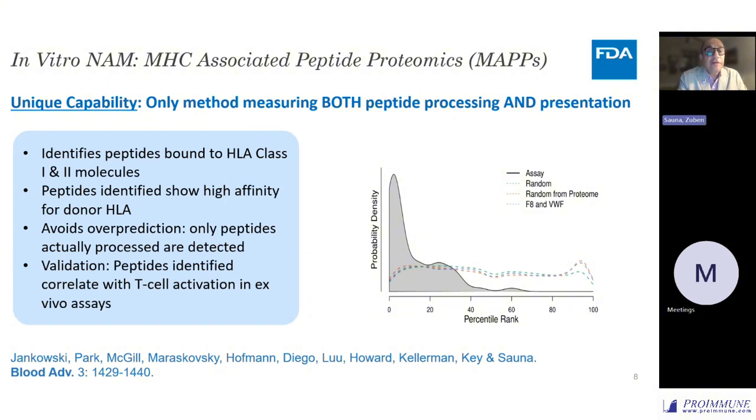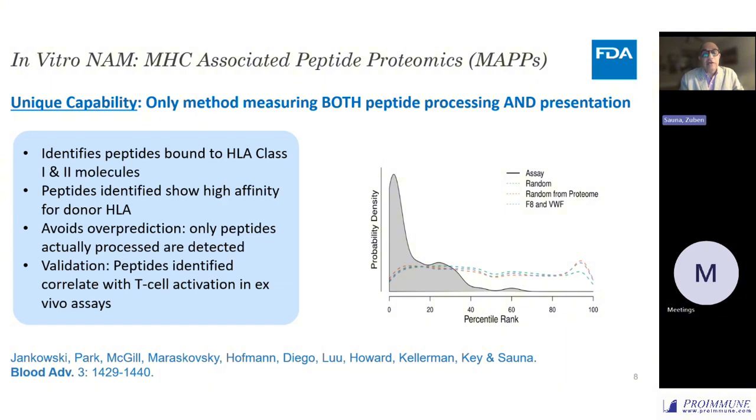Here's an example of another NAM, which is increasingly being used, a very sophisticated tool called MHC-associated peptide proteomics. And it's the only method that can measure both peptide processing and presentation. It identifies peptides bound to both HLA class 1 and 2 molecules. Peptides identified show high affinity for donor HLA.